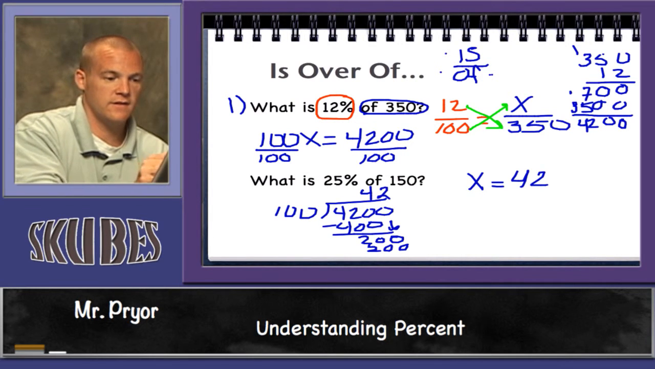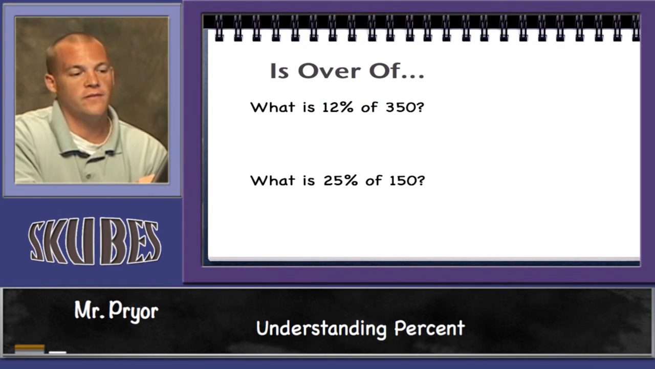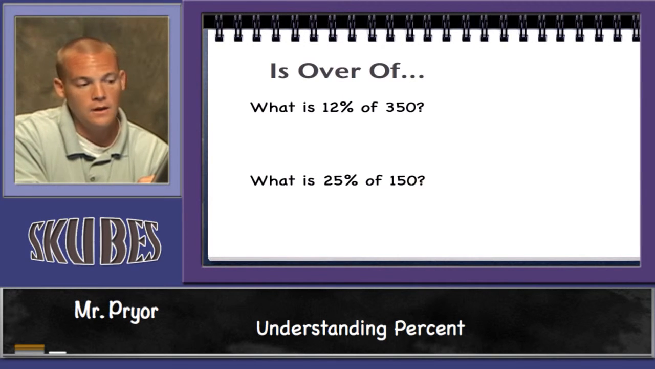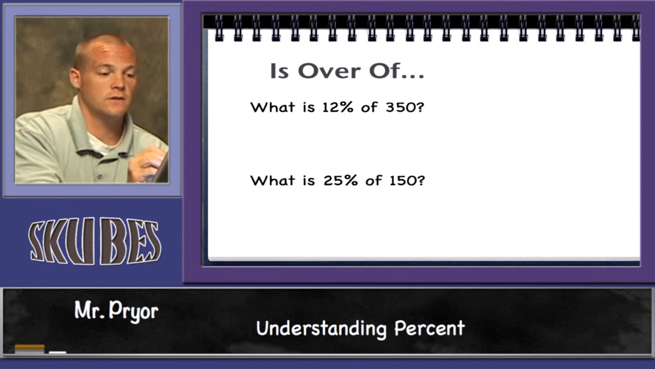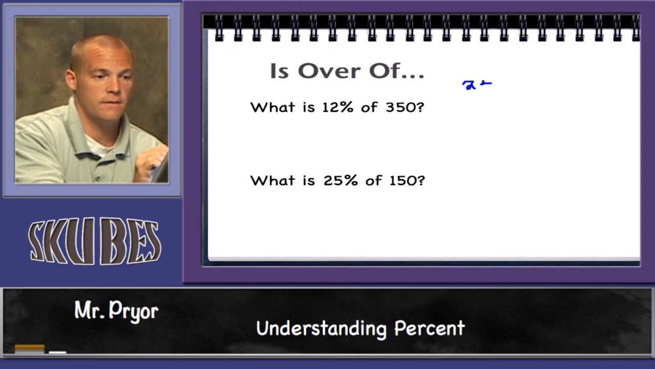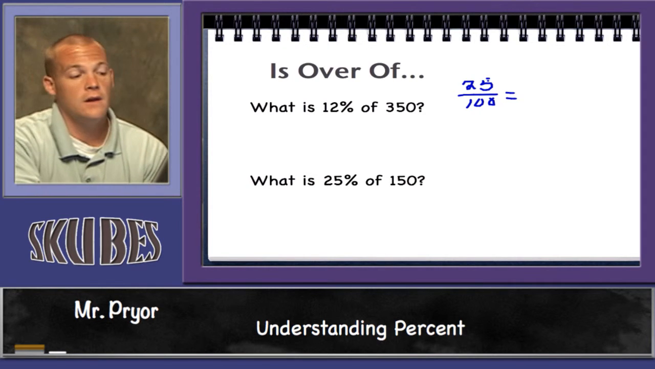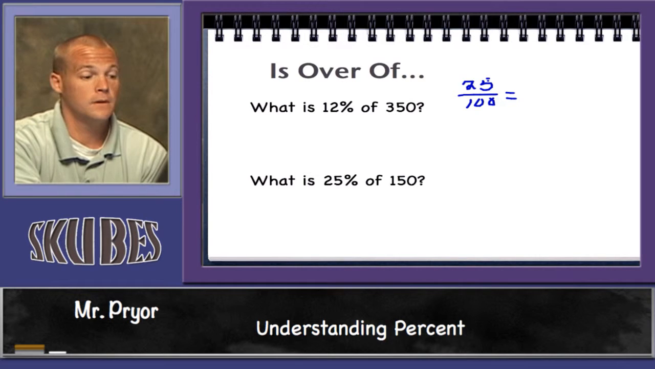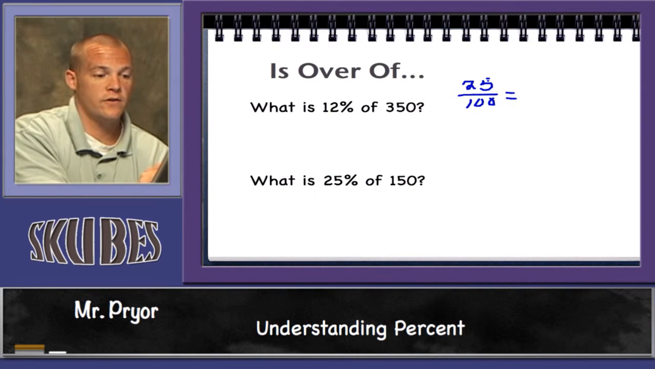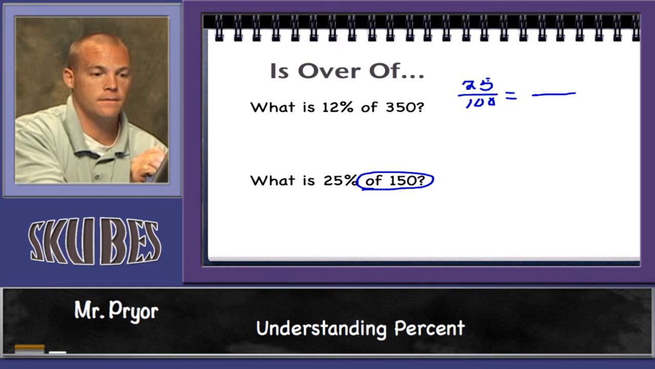All right, so the next example is what is 25% of 150? We're going to use the same strategy, the is over of strategy. So we can initially set up our percentage, which would be 25 over 100, because we know the percentage is always going to go over 100. Now we need to figure out how to set up the other half of our proportion. So again, 150 is directly next to of. That's going to go in the denominator.